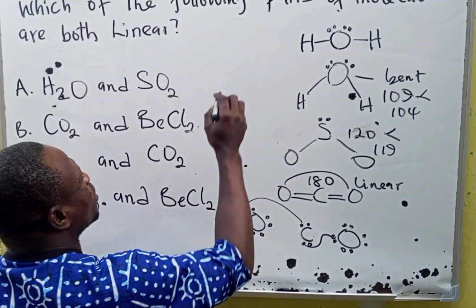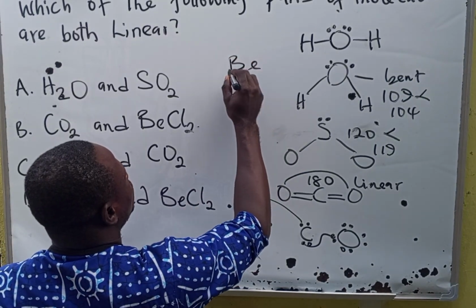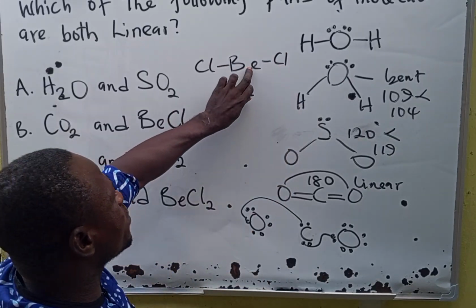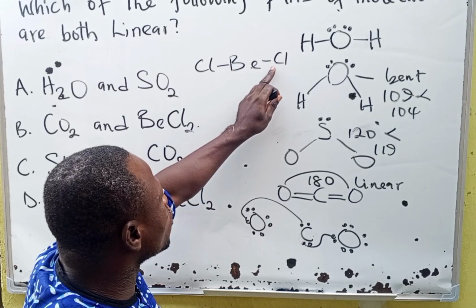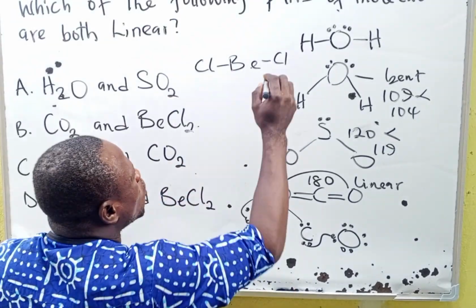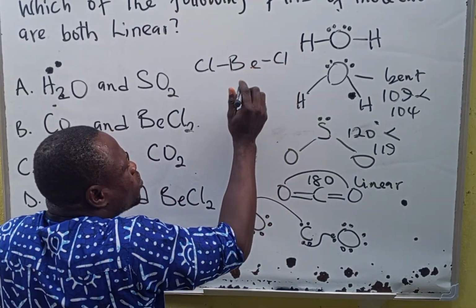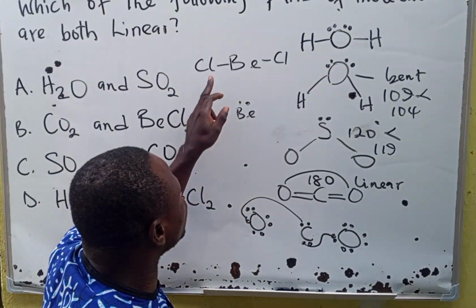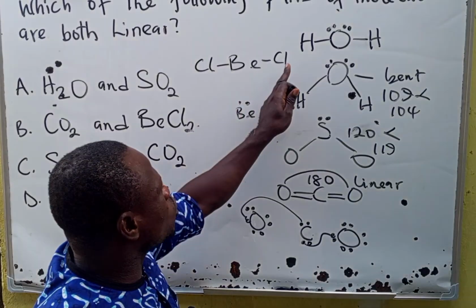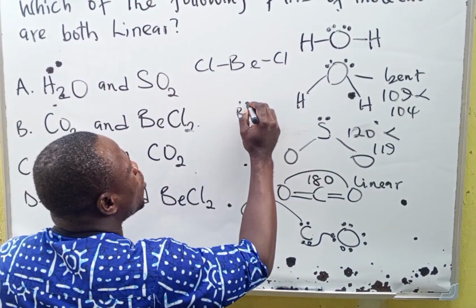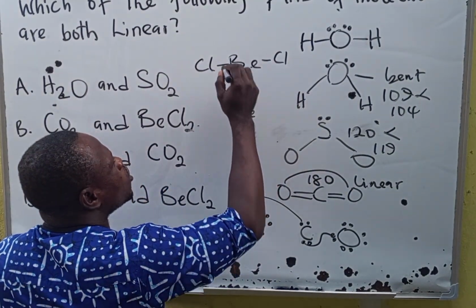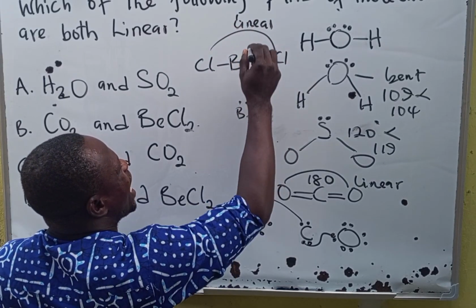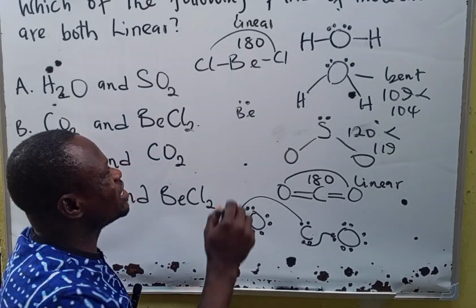Now the same thing goes for beryllium chloride. The central atom is beryllium, and we have chlorine on each side. Beryllium has 2 valence electrons. Each chlorine needs 1 to complete, so beryllium gives one to each chlorine. So the shape is linear, and the bond angle is 180 degrees.